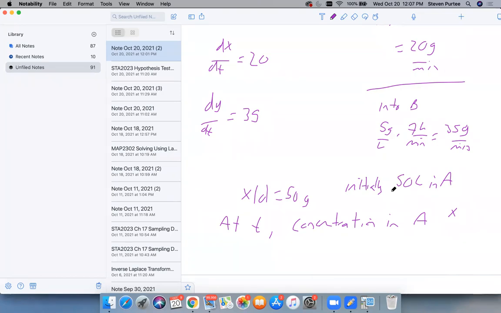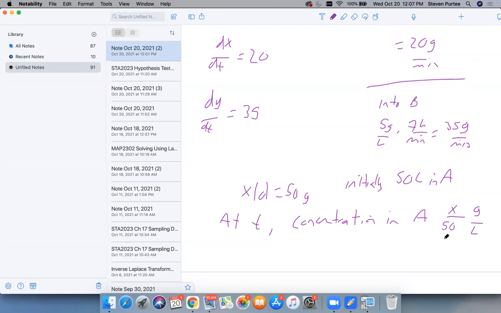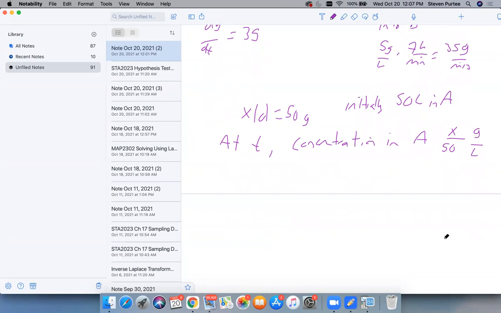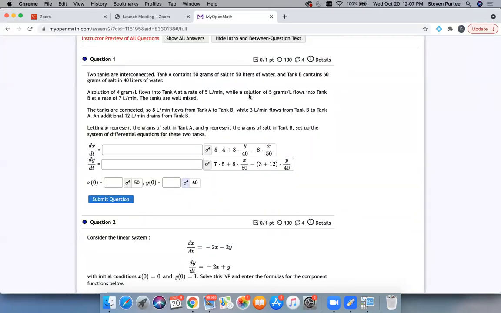At time t, my new concentration will be the amount of salt in there divided by the amount of water that we started with. So that's grams per liter. Because this is changing. The amount of salt is changing divided by the total amount of water. Okay, but the water's changing. We are flowing 8 liters per minute from A to B.